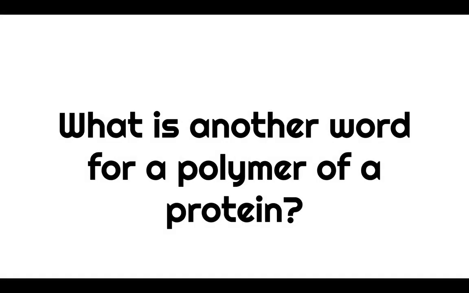What is another word for polymer of a protein? So polymer is many pieces, and a protein is made up of amino acids. Amino acids are held together by peptide bonds. So if I have a lot of amino acids, I also have a lot of peptide bonds. So another name for a protein is a polypeptide.